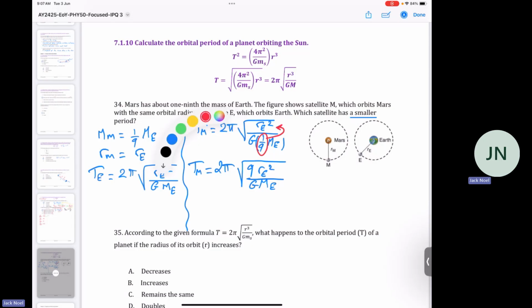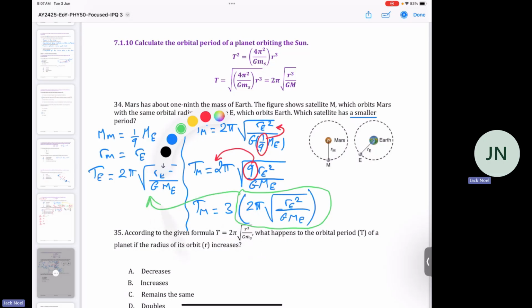Now this 9, it's under the square root. You can take it out. If you take it out, you have to take its square root. Square root of 9 is nothing but 3. So Tm would be equal to 3, 2 pi square root of Re squared over GME. Now all this is nothing but the period of revolution of the satellite around Earth.